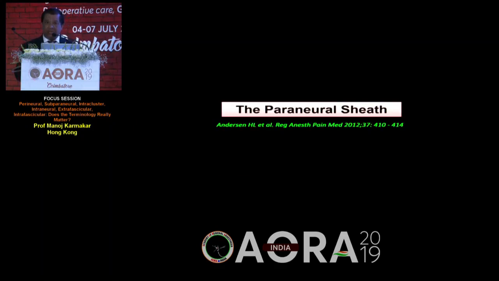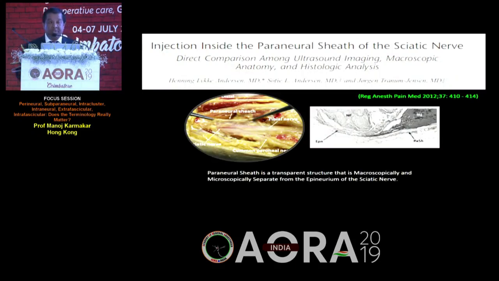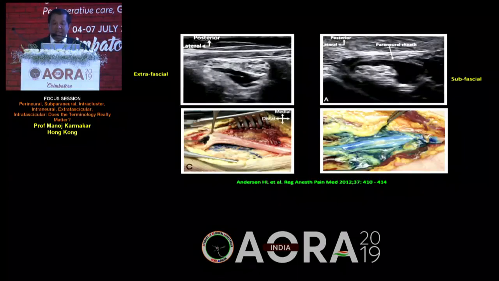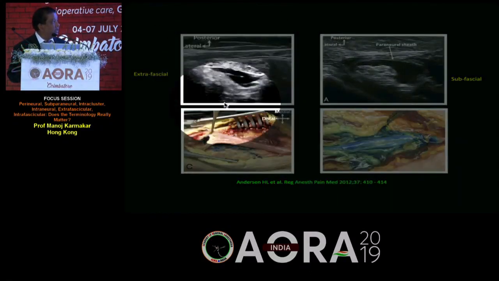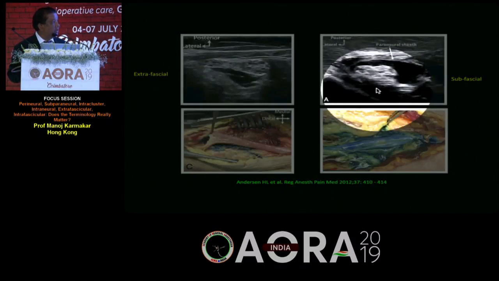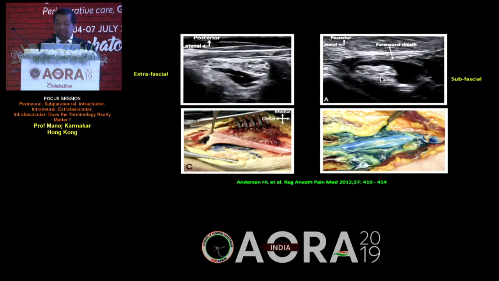The perineural sheath was described by this group of researchers from Scandinavia. They showed that the perineural sheath is indeed macroscopically and microscopically different from the epineurium, or the skin of the nerve, and an injection which is outside or inside. This is an outside injection, this is an inside injection. Outside or inside this sheath produces different patterns of spread, so much so that an injection outside is quite localized, whereas an injection that is deep to this perineural sheath will spread many centimeters proximally and distally.